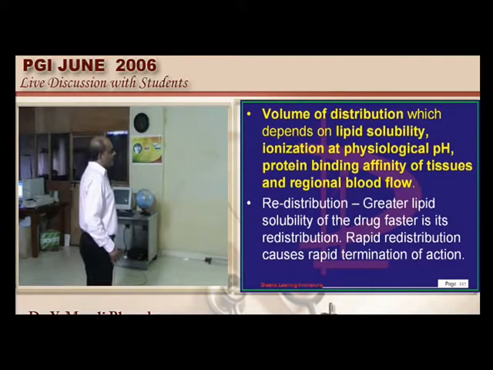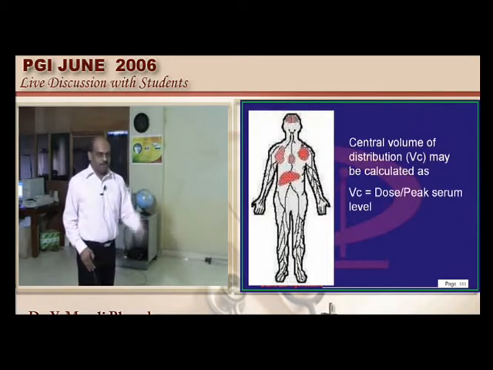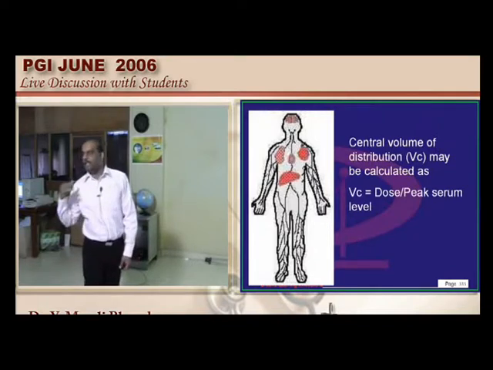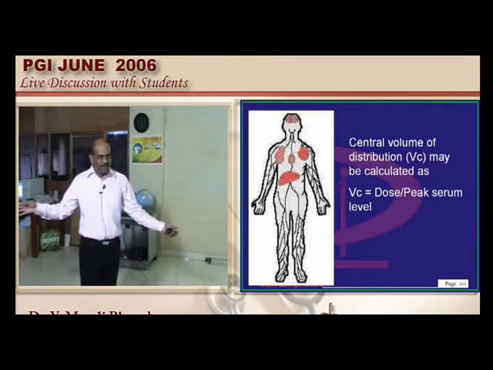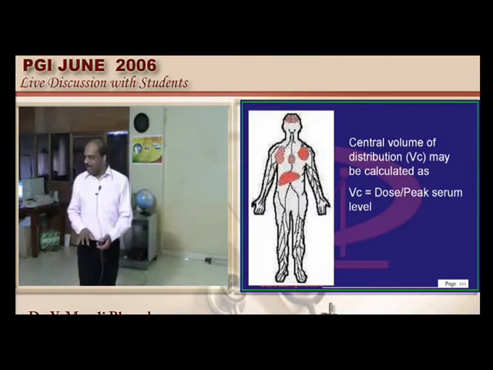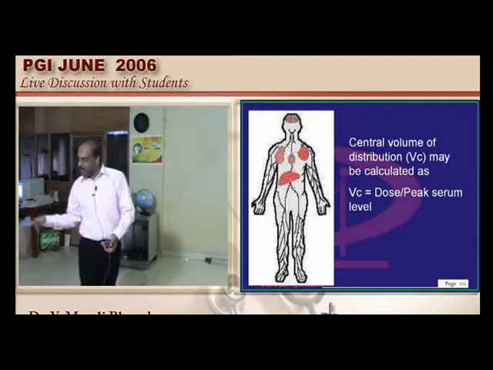So how do you decide volume of distribution, doctor? You will give certain dosage. After that you will check what is the plasma concentration. If the plasma concentration is low, it means it distributed very well. If it is high, it means it distributed less. So volume of distribution is inversely proportional to the concentration achieved.